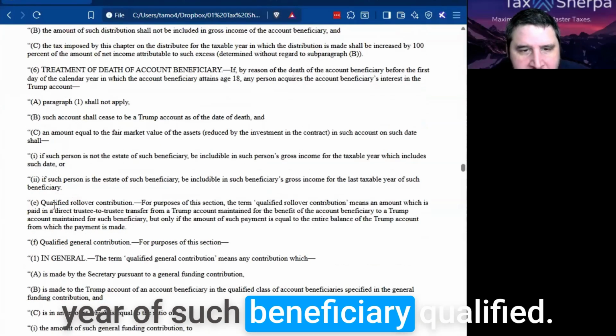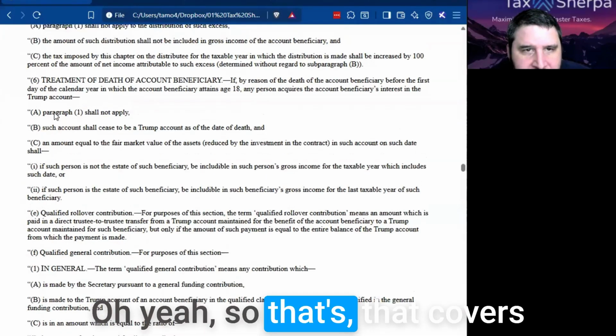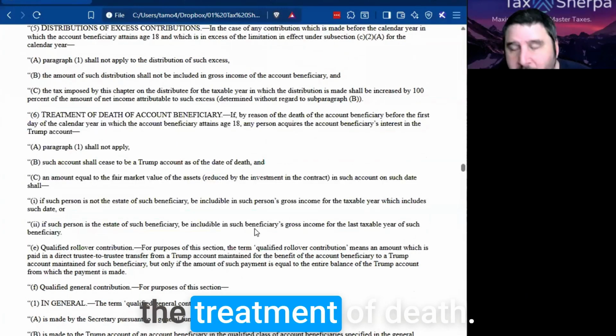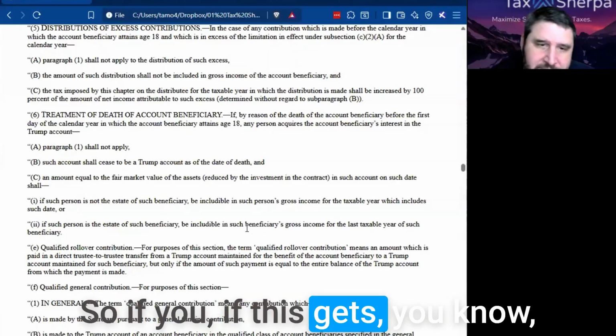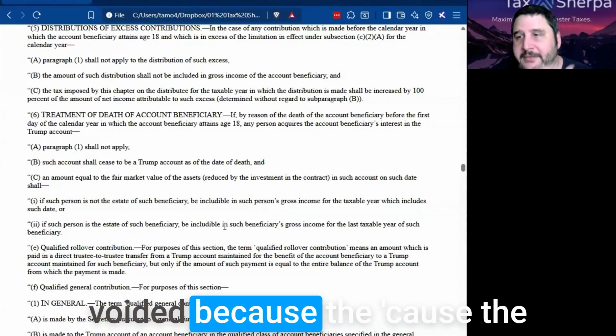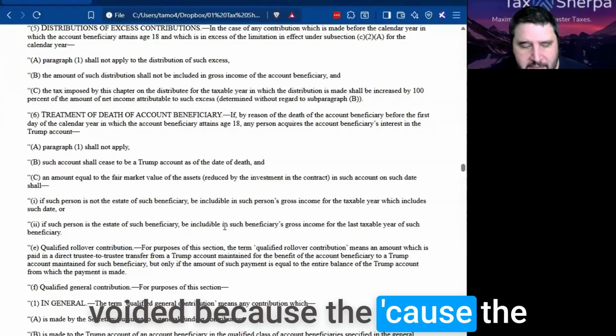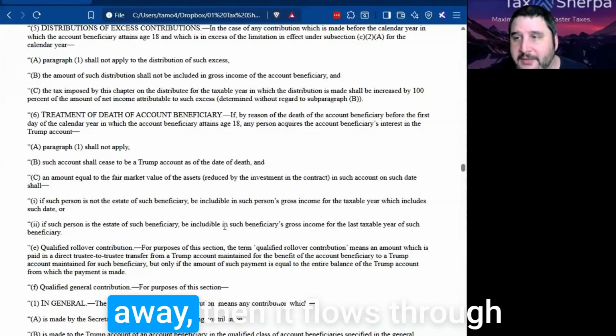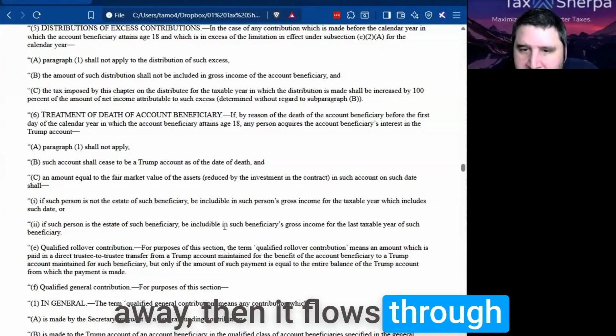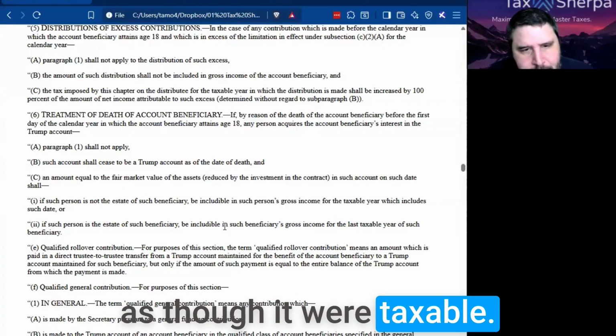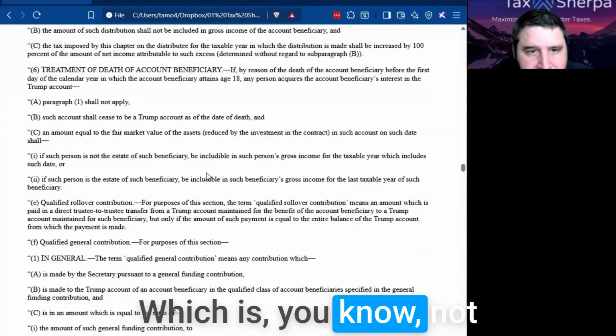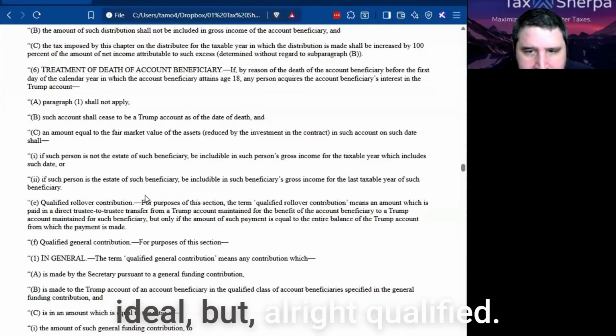So that covers the treatment of death. If this gets voided because the beneficiary passes away, then it flows through as though it were taxable, which is not ideal, but all right.